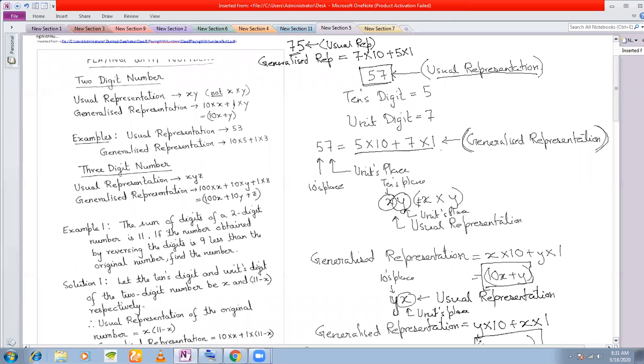If I took the number 57 in the usual representation, my generalized representation was 5 into 10 plus 7. Now I reverse the order of the digits. From 57, I make it 75. That is, I'm interchanging the digits. 7 from the units place I'm taking to the tens place, and 5 from the tens place I'm taking to the units place. Then the generalized representation of the number changes to 7 into 10 plus 5 into 1.